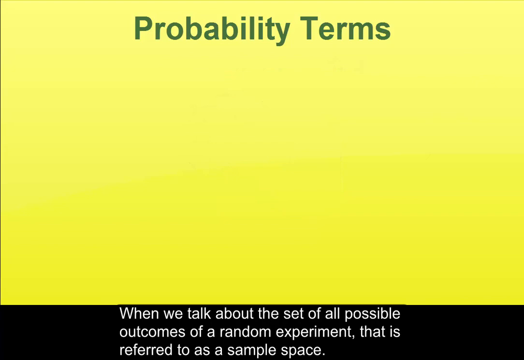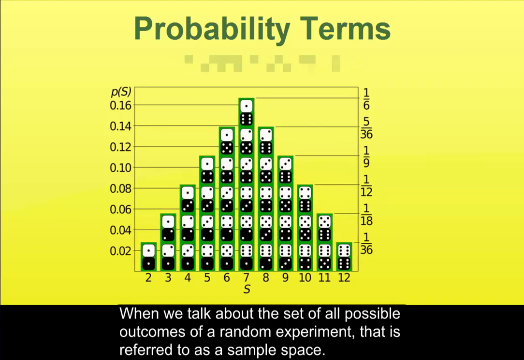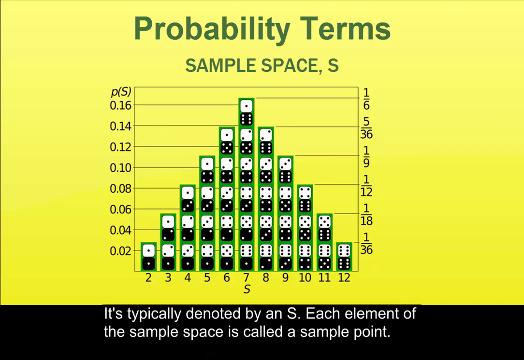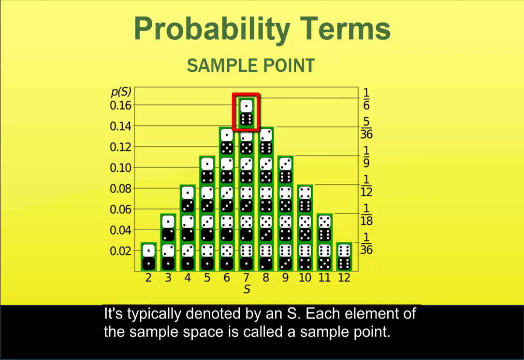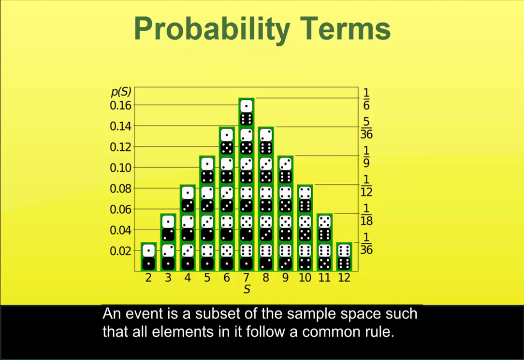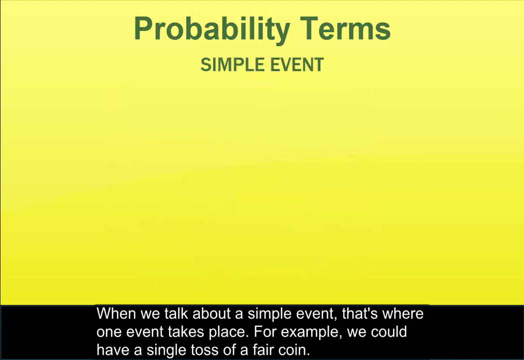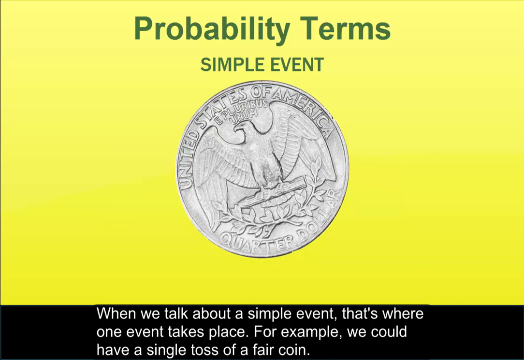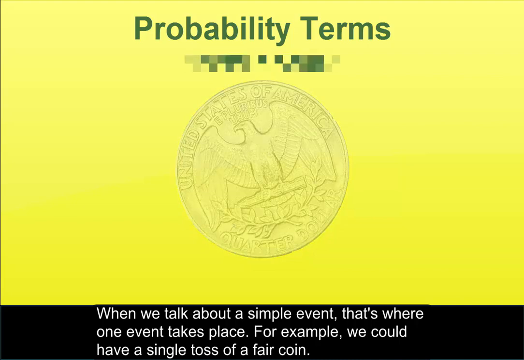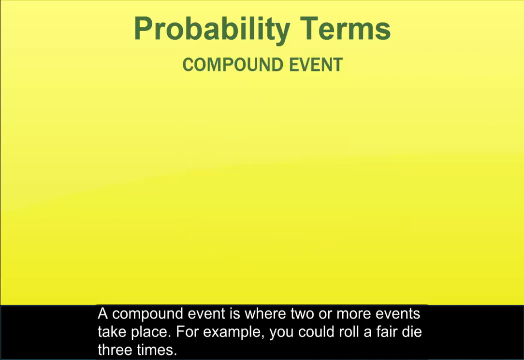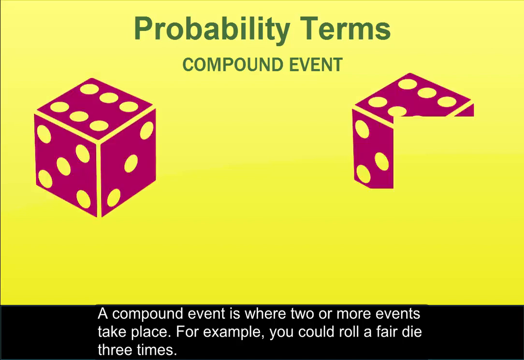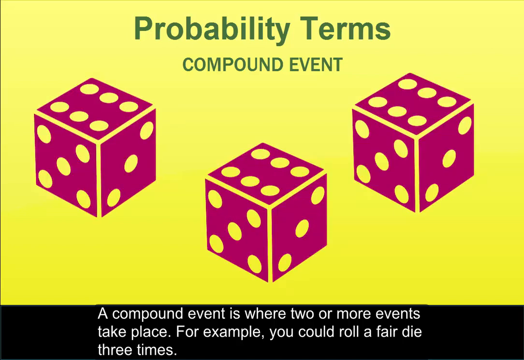The set of all possible outcomes of a random experiment is referred to as a sample space, and it's typically denoted by an S. Each element of the sample space is called a sample point. An event is a subset of the sample space such that all elements in it follow a common rule. A simple event is where one event takes place, for example a single toss of a fair coin. A compound event is when two or more events take place, for example rolling a fair die 3 times.